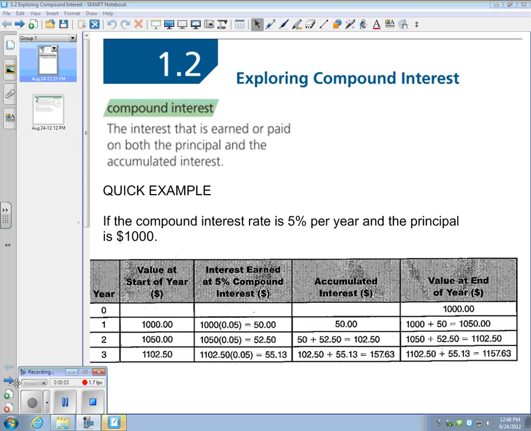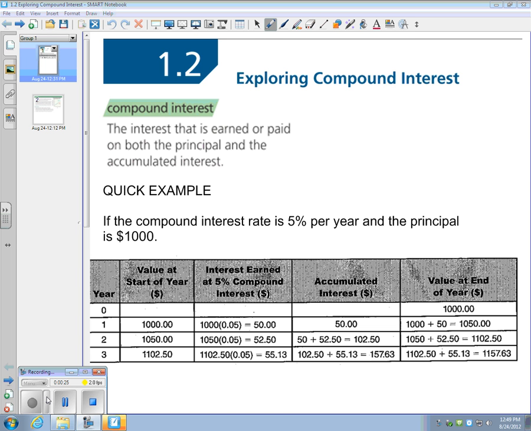1.2, exploring compound interest. So compound interest is interest that's paid or earned on both the principal and the accumulated interest. So both on what you invest and the interest that you've made, you get more interest on. So here's a quick example. If the compound interest rate is 5% per year and the principal is $1,000.